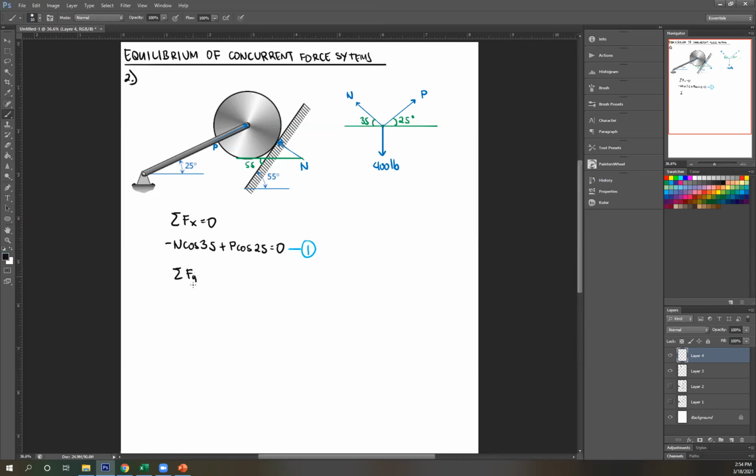Do the same thing for summation of forces y equals 0. N upwards, therefore positive, and sine 35. Next, P upward, therefore positive P sine 25. And then 400 downward, so minus 400 equals 0. Once again, I can call this equation number 2. And if you've noticed, I get two equations, two unknowns, N and P. I can solve for this.